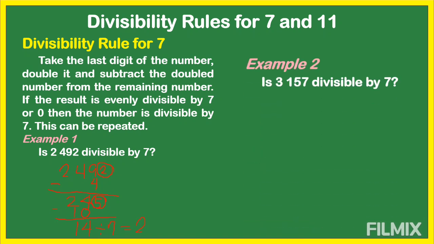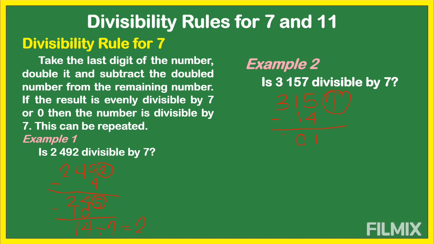Okay, another example. Is 3,157 divisible by 7? Okay, they said that we're going to take the last digit. Okay, the last digit is 7. Double the last digit. We are going to multiply it by 2. Okay, 7 times 2, the answer is equal to 14. Subtract it from the remaining digits. Okay, 5 minus 4, the answer is 1. 1 minus 1, the answer is 0.